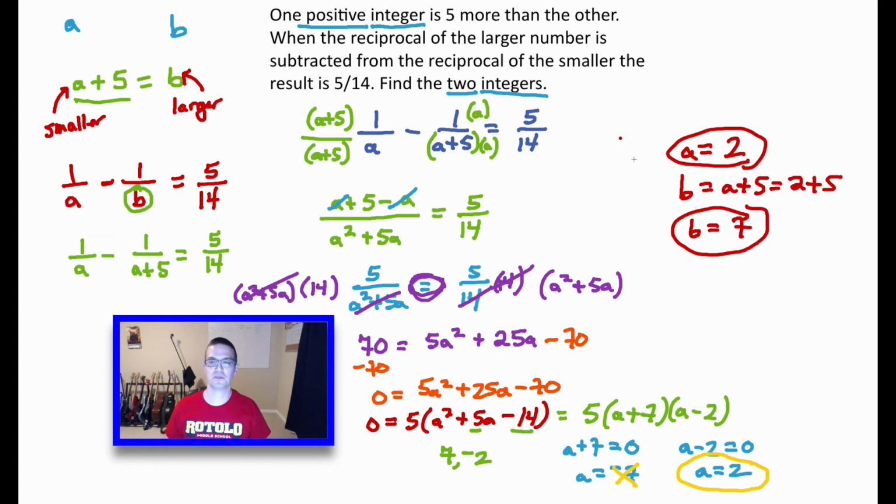Now what you're going to want to do is test this out. We already tested it out with this part right here, a plus 5 equals b, but test it out with this. Is 1 over 2 minus 1 over 7 equal to 5 over 14? I would check that in your calculator, or you can do it by hand. Make sure you have common denominators, but in fact this 2 and 7 are correct. So that's basically the answer for this problem.